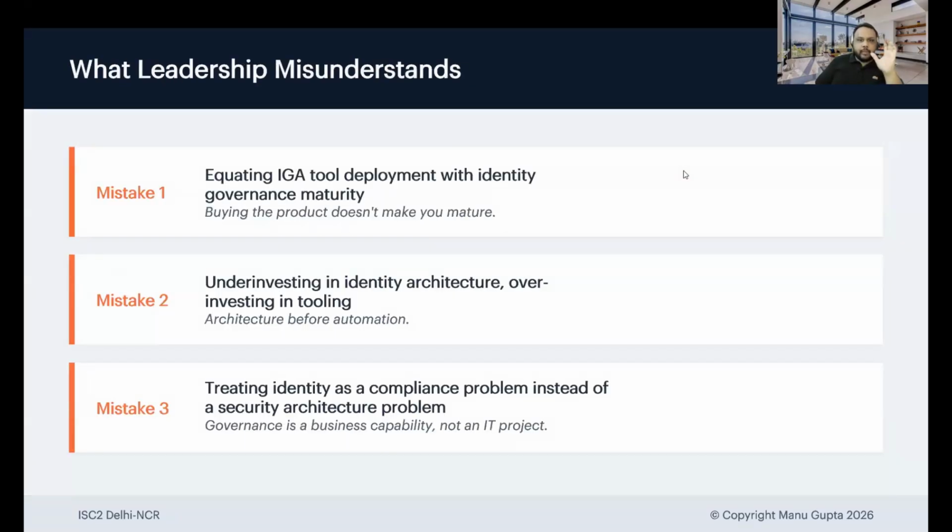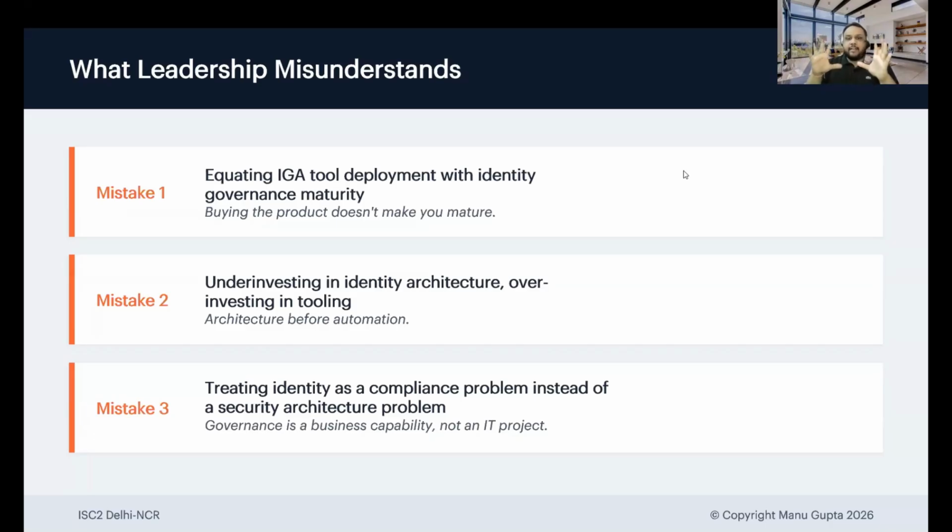Now, one of the more common mistakes that I've seen is that identity governance is identified as an IT project, right? It's not. It's a capability. It's a business capability. The business owns the data. The business owns the access decisions, and the business should also own governing them, right? When identity governance is just an IT initiative, it becomes disconnected from the business context and business risk.